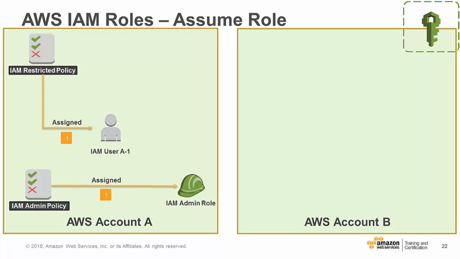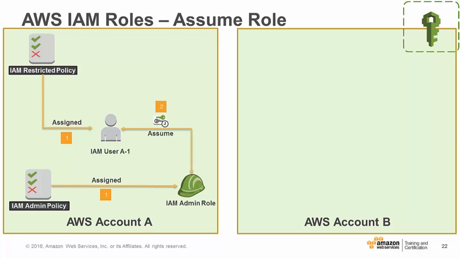User A1 has an IAM policy with restricted access. This is done because user A1 does not normally need admin privilege. However, user A1 may sometimes have to perform tasks that require admin privilege. When required, user A1 assumes the IAM admin role. Doing so gives user A1 access to the S3 bucket.